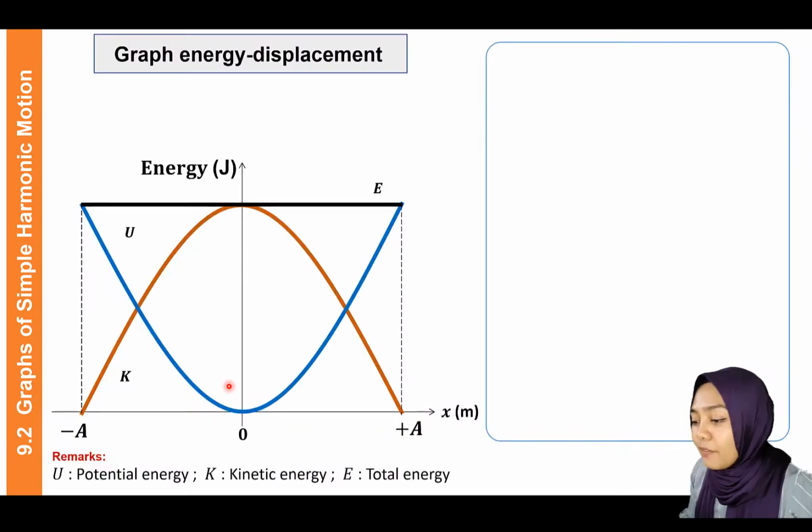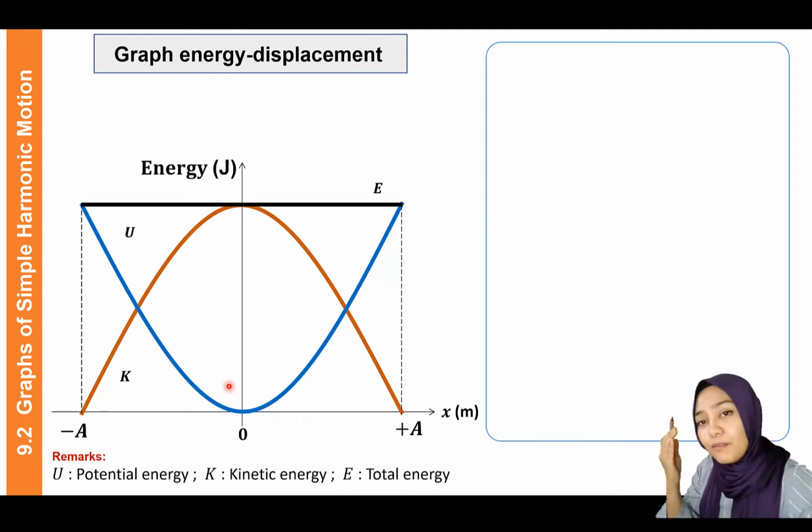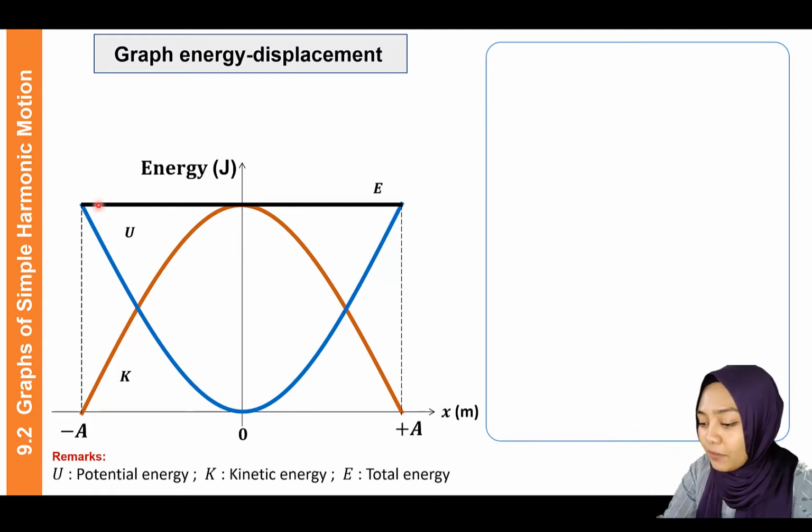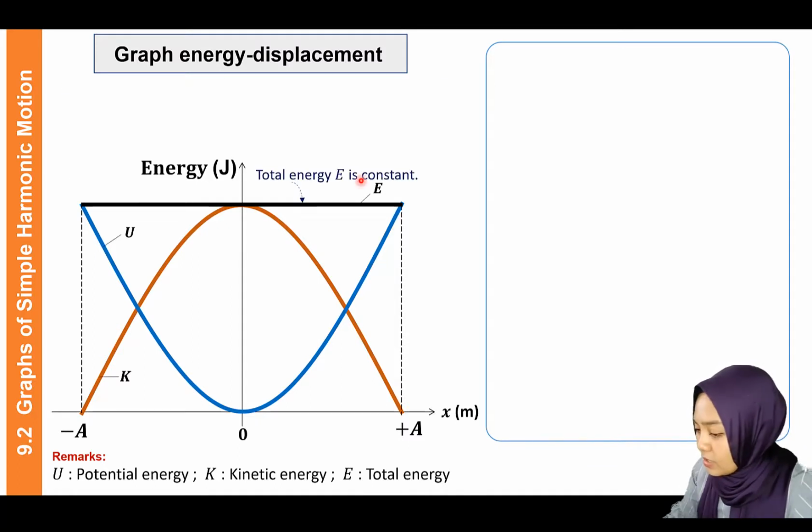Next, we look at the energy-displacement graph. We've learned in the previous video that this is the potential energy, this is the kinetic energy, and the total energy, the summation of these two types of energy, is constant, E. So the total energy is constant.